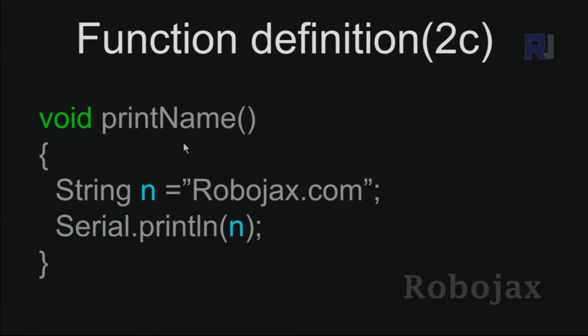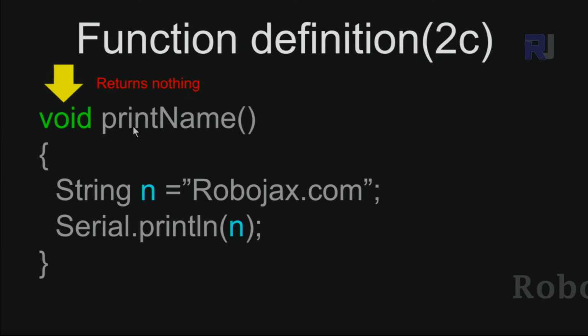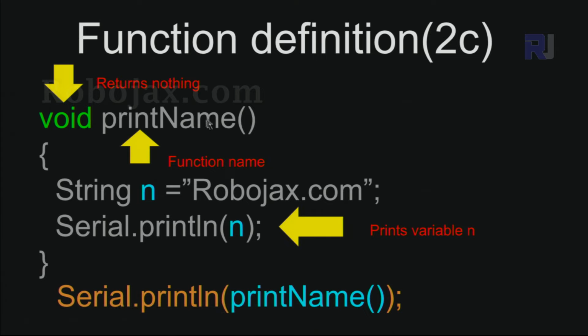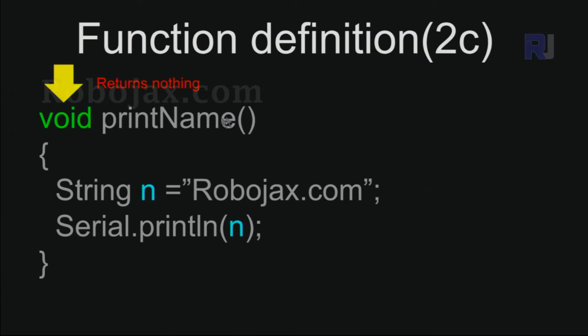And this is another way, for example, this one returns nothing. And this is how we use it. If we want to print it on the screen, we just put this inside the serial monitor function here. And print name, and it receives nothing. So it doesn't return anything and doesn't have any parameter here. And it prints this variable. If you check here, n is a string, and the text that is here says robojax.com. So Robojax is assigned to n, and this will print robojax.com on the screen.